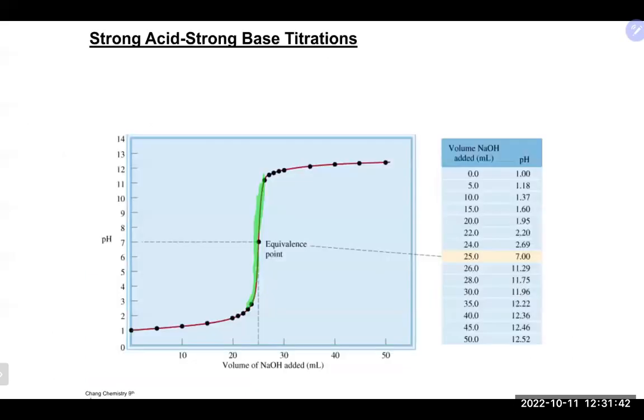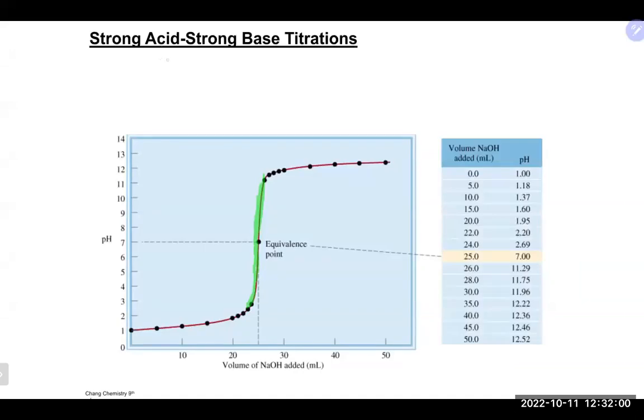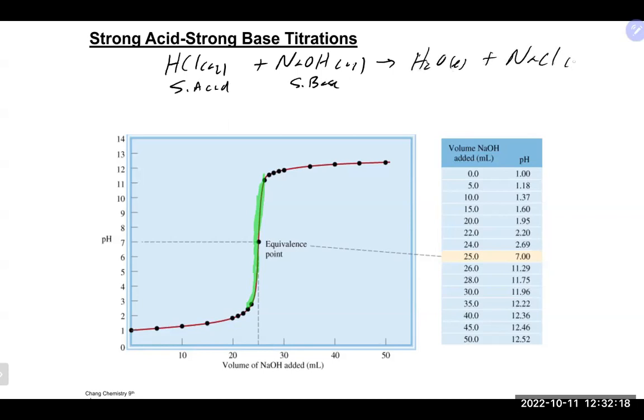So we're going to talk about several different types of titrations. The first type of titration we're going to talk about is a titration of a strong acid and a strong base. Just for orientation purposes, we'll look at a titration of HCl and sodium hydroxide, a strong acid and a strong base, giving us some water and a little sodium chloride.